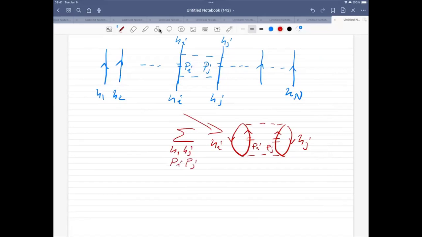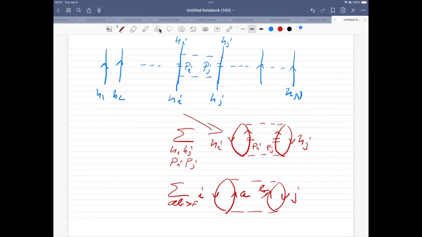And the way we have been labeling this has been as a state I, which is a state below the Fermi level, a state A, which is a state above the Fermi level, and finally a state B and a state J below the Fermi level. And then we have a summation over A, B, which are larger than F, and I, J, which are less or equal up to F.